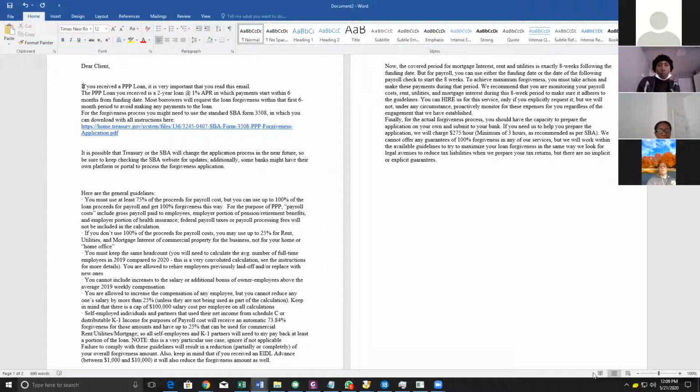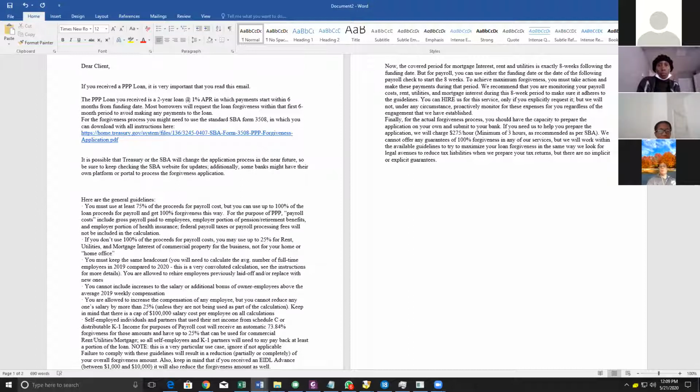The first thing is that the PPP loan that you received is a 2-year, 1% loan. That's not bad for a loan. Even if you do not get it forgiven, just having a 1% loan is a big deal. It's almost at 0%. Payments start within 2 months of the funding date, and within 6 months you are able to request loan forgiveness.